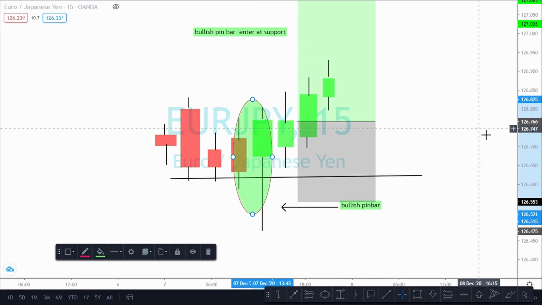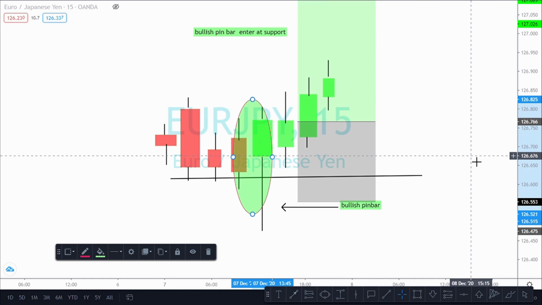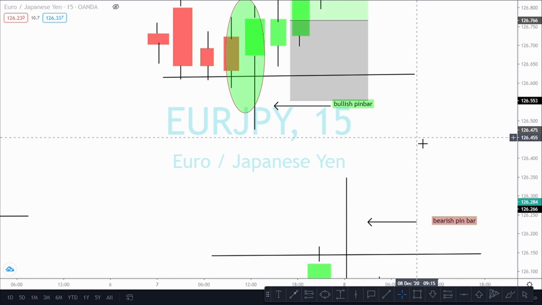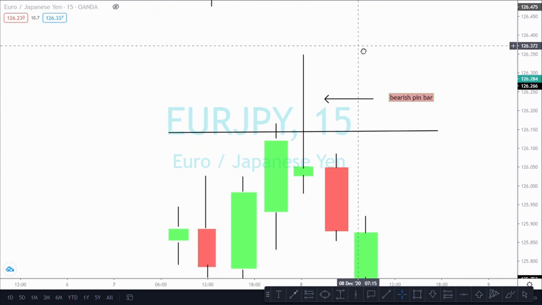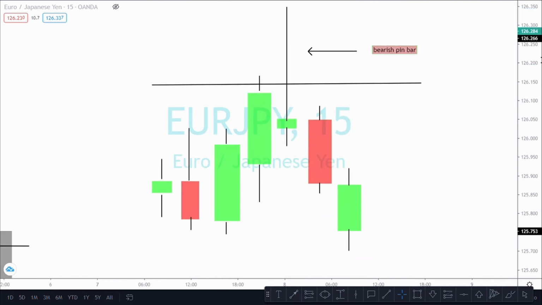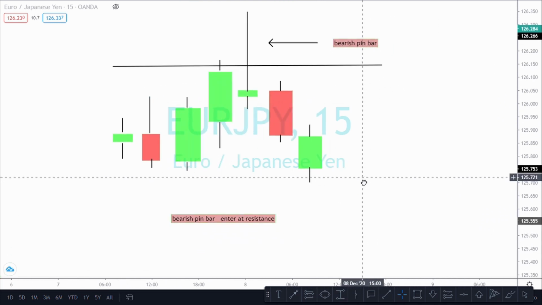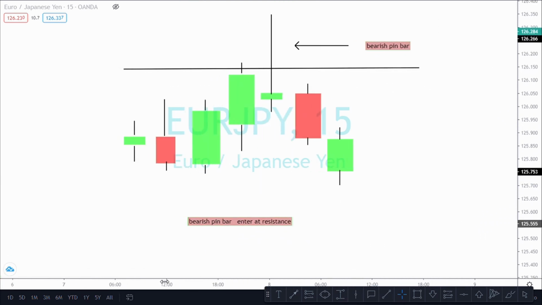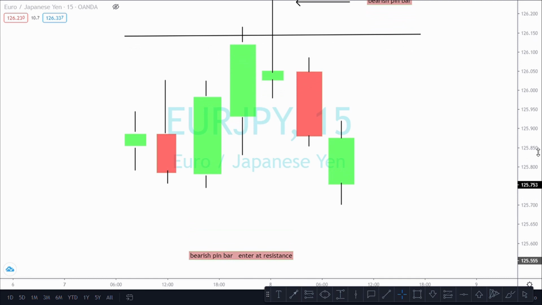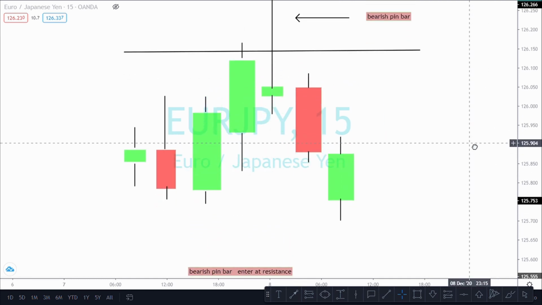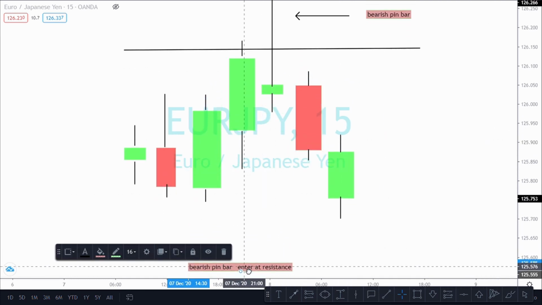Alright, so the next one, you know, is at support. The next one is actually the opposite. As I say, I do not overcomplicate trading, because I think the more things you have to remember, the higher the chance you'll forget. So I do not do that.